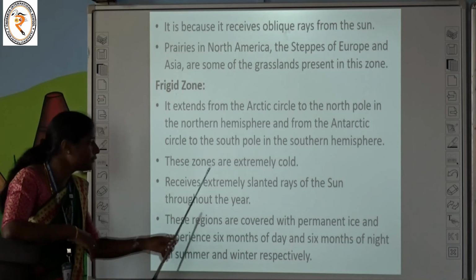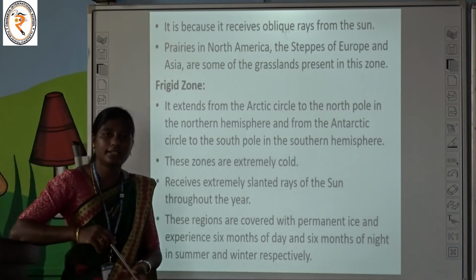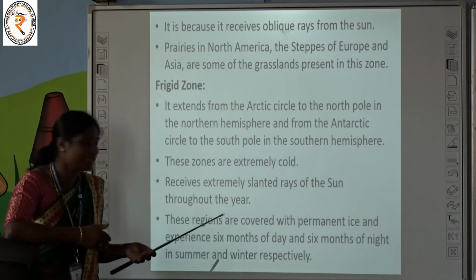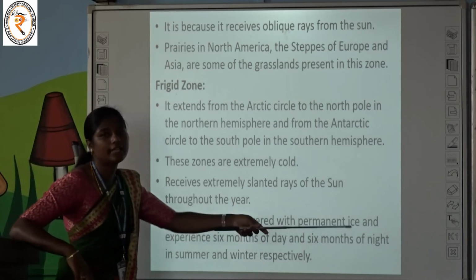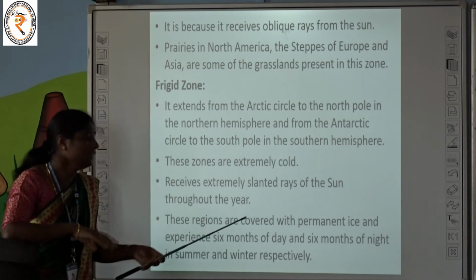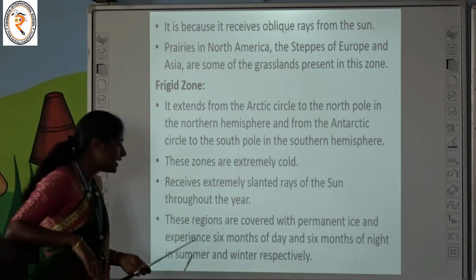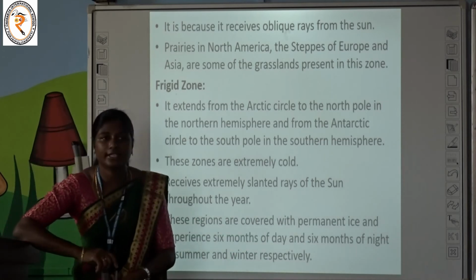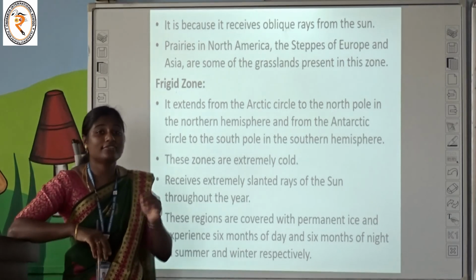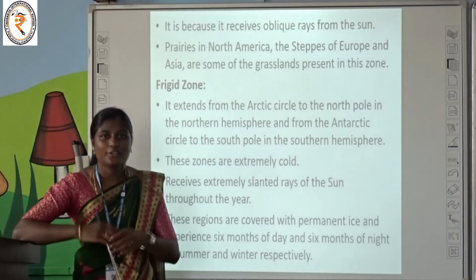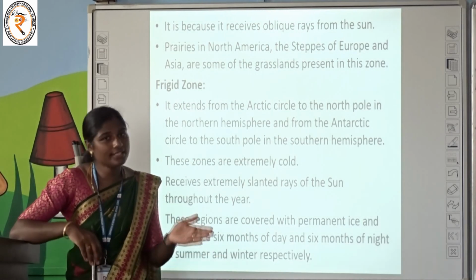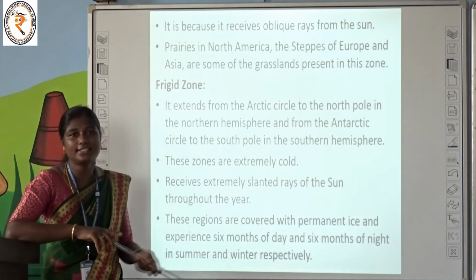Throughout the year the frigid zone receives only slanted rays from the sun because it is at the pole. The sun rays do not fall on it directly, but slantingly. These regions are covered with permanent ice because the sun's rays are not strong there. The frigid zone has 6 months of day and 6 months of night, during summer and winter respectively.